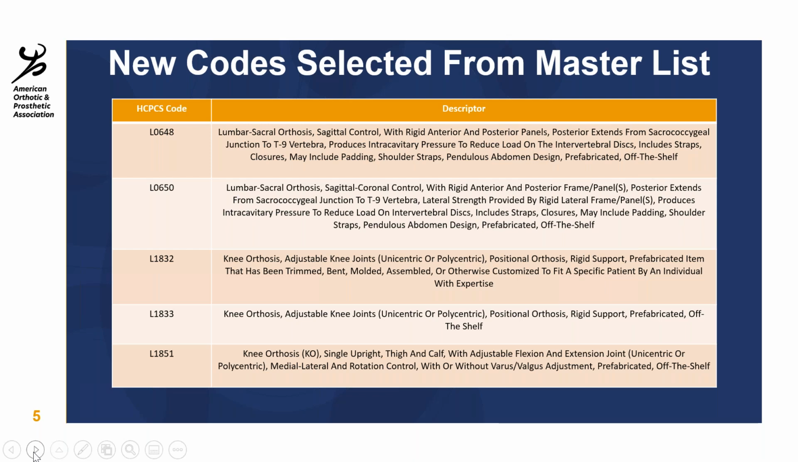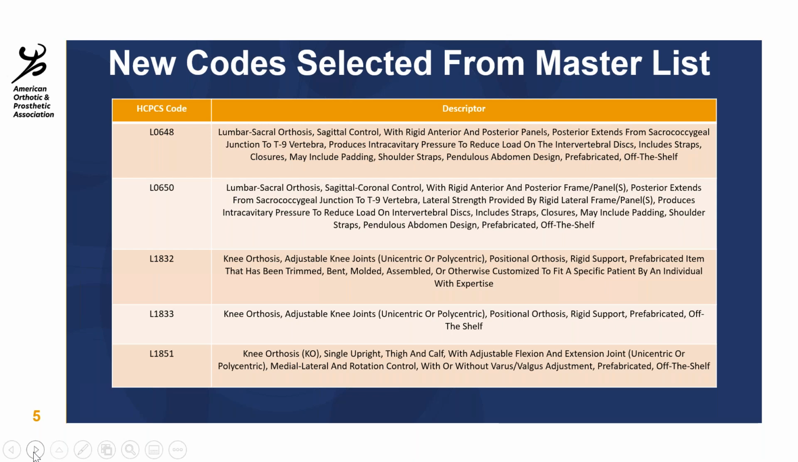There are 3 knee orthosis codes. 2 of them are OTS. One is L1832. The other is L1833, and the final one is L1851. So of those 3 codes, L1833 and L1851 represent OTS, or off-the-shelf, knee orthoses, and L1832 represents the only custom-fitted, fit with expertise required orthosis that is among the 5 codes that are moving into the universe of prior authorization.